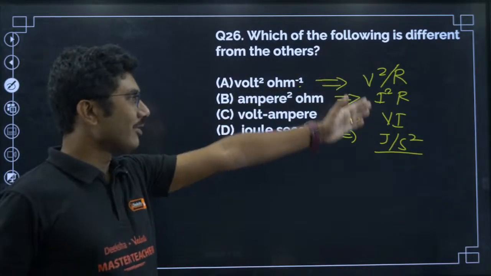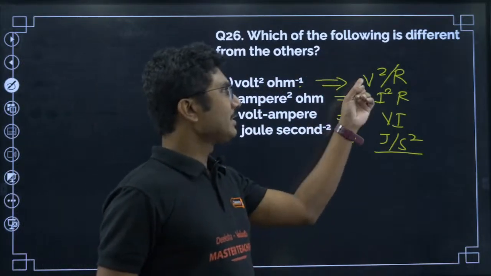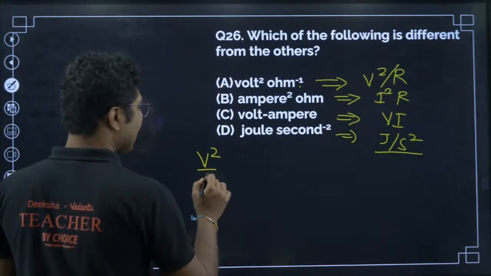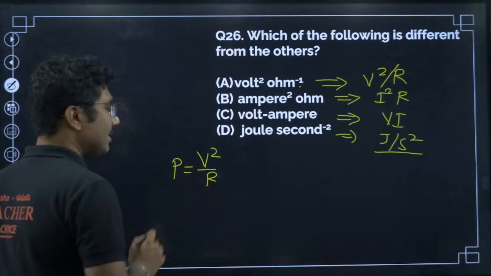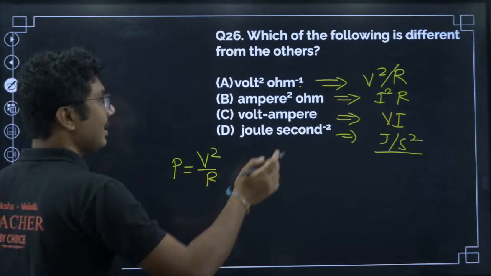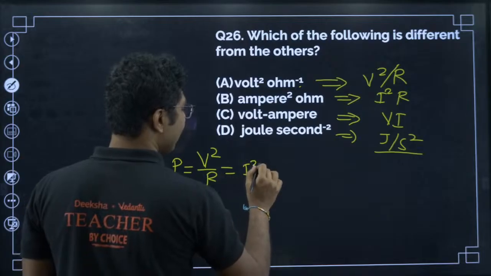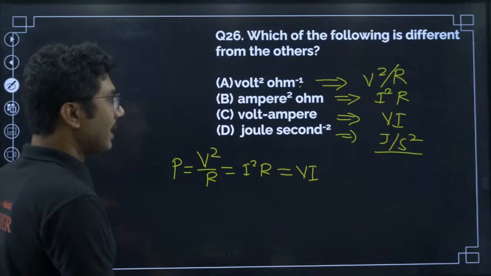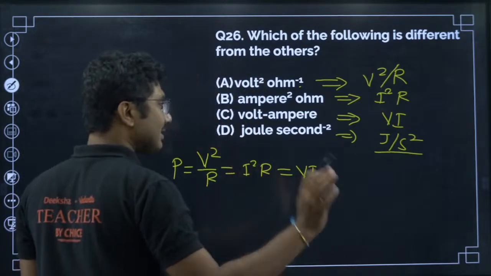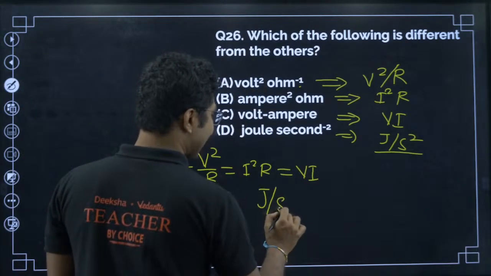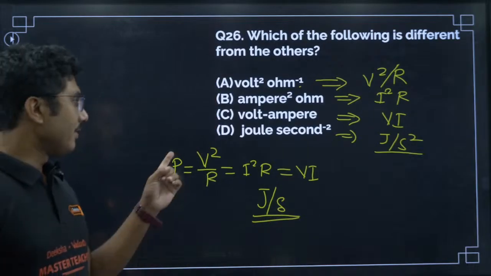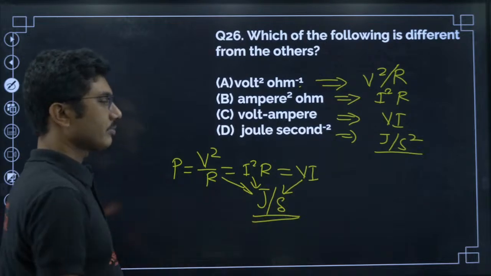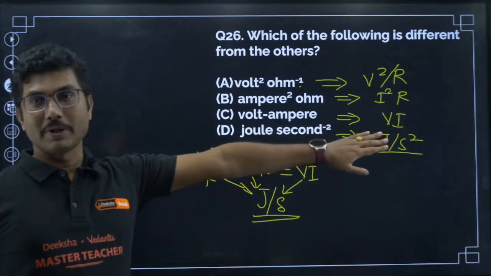So, what are these quantities? V square by R, if you remember, is electric power. I square R is also electric power. V into I is also electric power. But joule per second square is not electric power. Joule per second is electric power. Each of them has a unit, joule per second, okay, but not joule per second square.